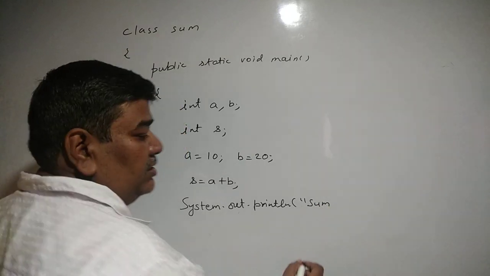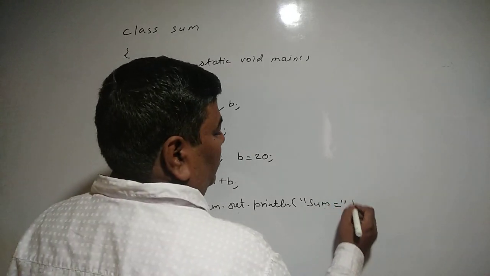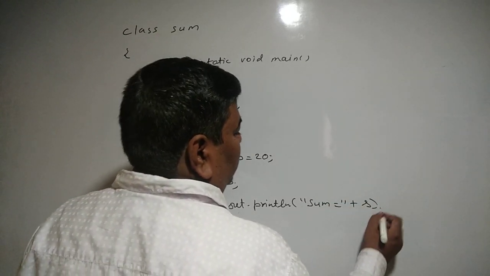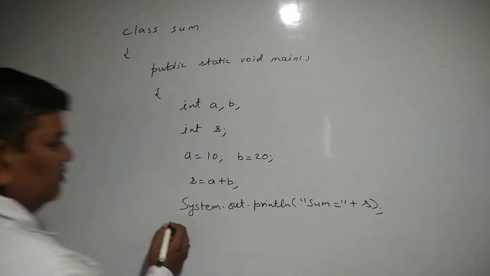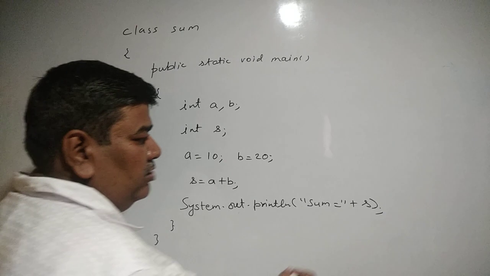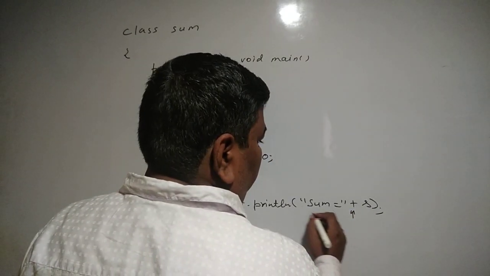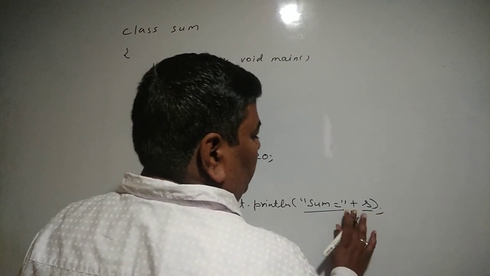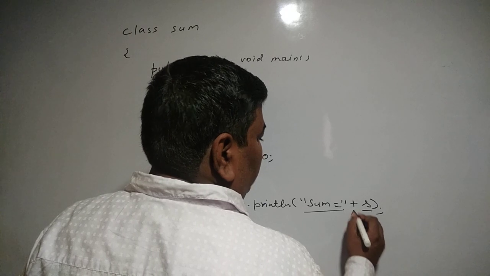Now we can write any message inside double inverted commas, then put a plus sign and write the variable s, which is having the sum of two numbers. Now why do we put a plus sign over here? This is the message, this is the variable. So why do we put a plus sign over here?